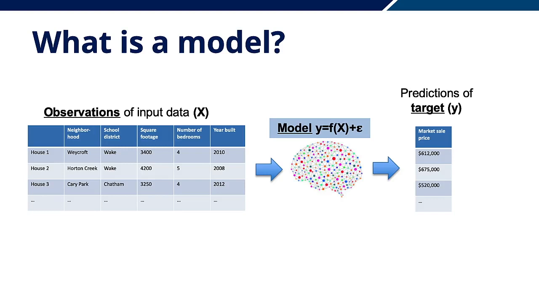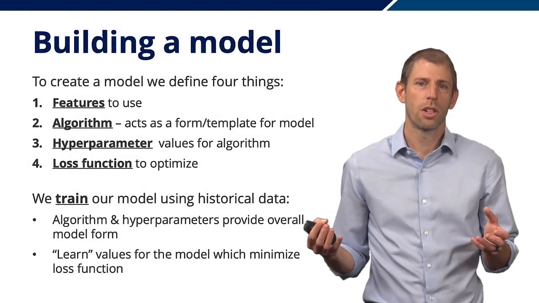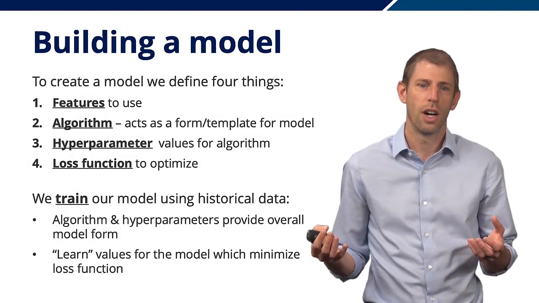Likewise, for each of those observations, we also have our y value, which is the actual sale price of that home. We can use these historical observations of our input data and these historical y values or target values to then create a model which can approximate the relationship between the input data represented by our features and the output targets. In order to create a model, there's four things we need to define.